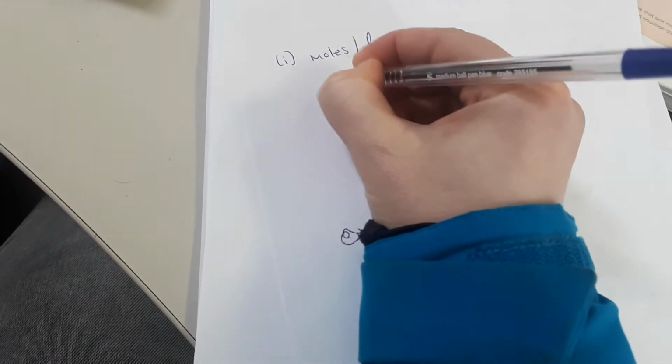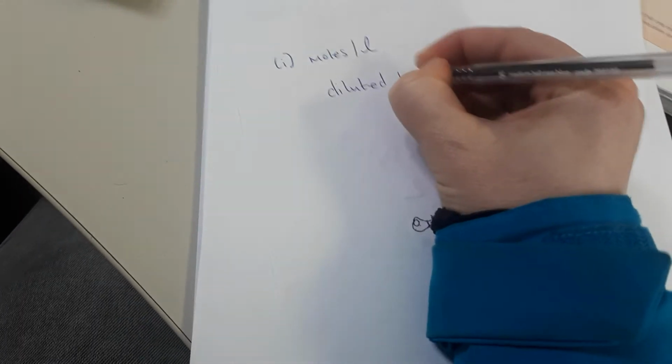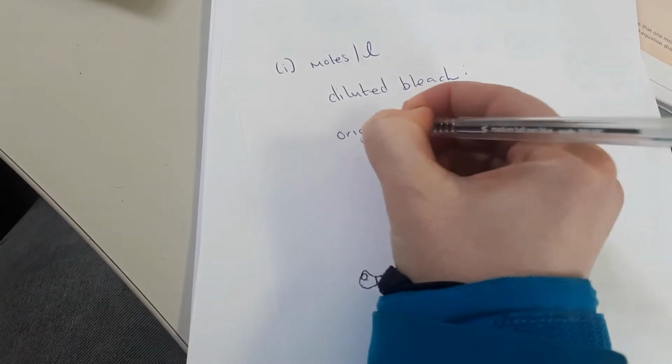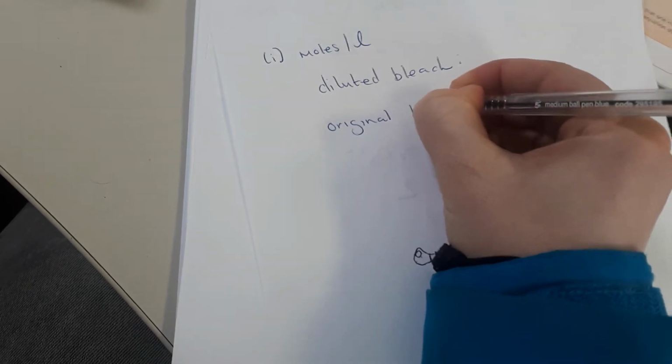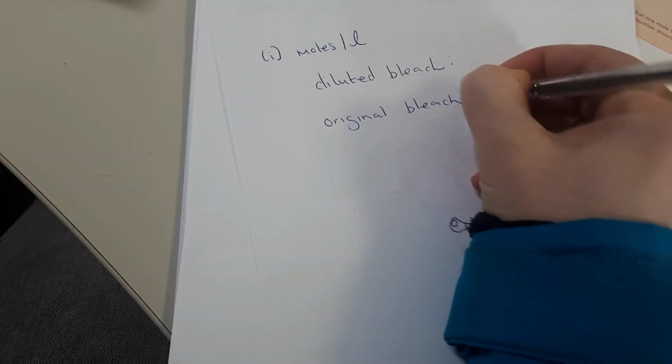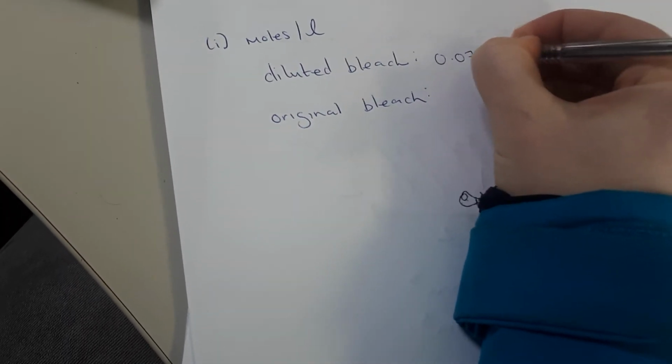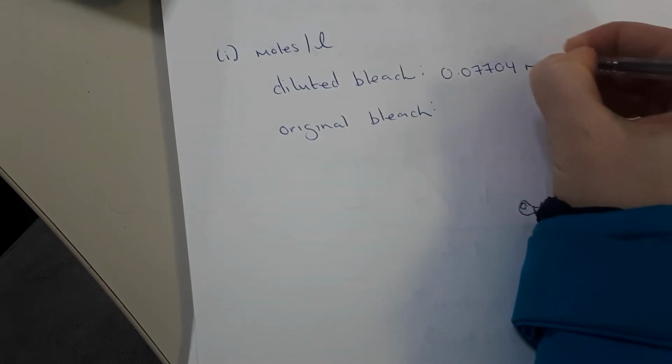Now, I am asked for my moles per litre in diluted bleach and also in original bleach. So it's very important that you write down what the question is actually asking you. When I look at my diluted bleach, I've worked that out from my previous answer. That's 0.07704 moles per litre.